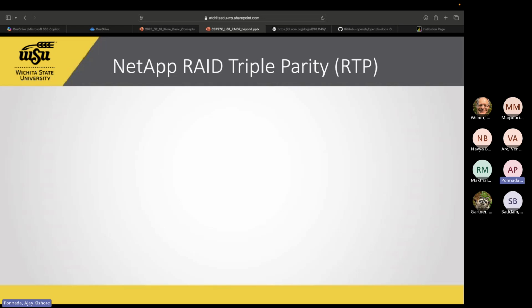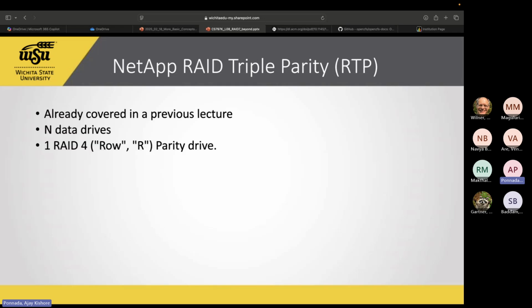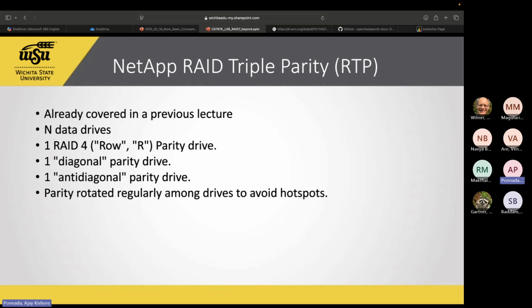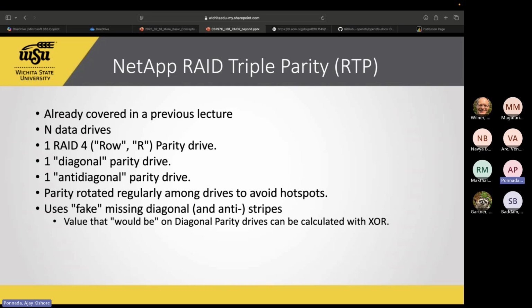And again, it's not necessary to have the entire parity in one drive. We can spread it, or we can do it like diagonal, anti-diagonal stripes or anything. So we'll see how the NetApp RAID triple parity is. Already covered in the previous lectures, data drives, one RAID 4. This is all we discussed. So one diagonal parity, and it has one anti-diagonal parity. So parity is rotated regularly among drives to avoid hotspots, right? So it uses missing diagonals and anti-diagonal stripes.